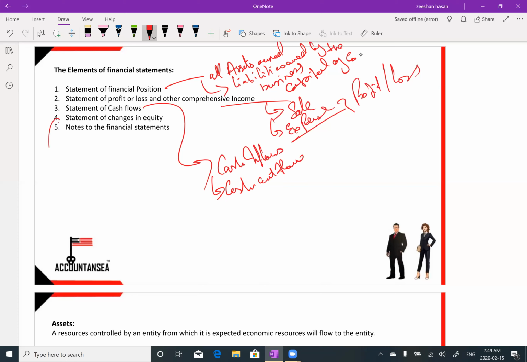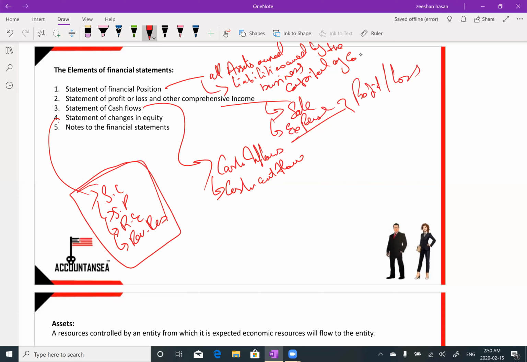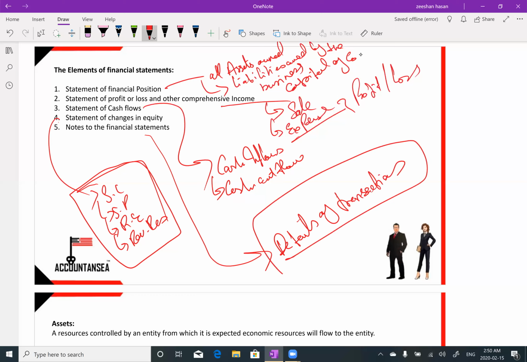Statement of changes in equity is about the changes in the share capital, the share premium of the company, or the retained earnings of the company or the revaluation reserves of the company, right? All of the changes, whether there is an increase or a decrease in it. And finally the notes to the financial statements, that is the details of transactions occurred during the year can be found by the users in this section of the financial statements.